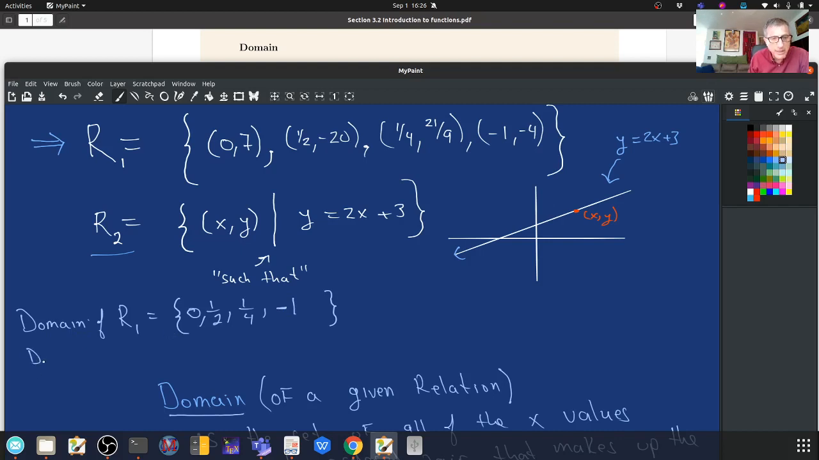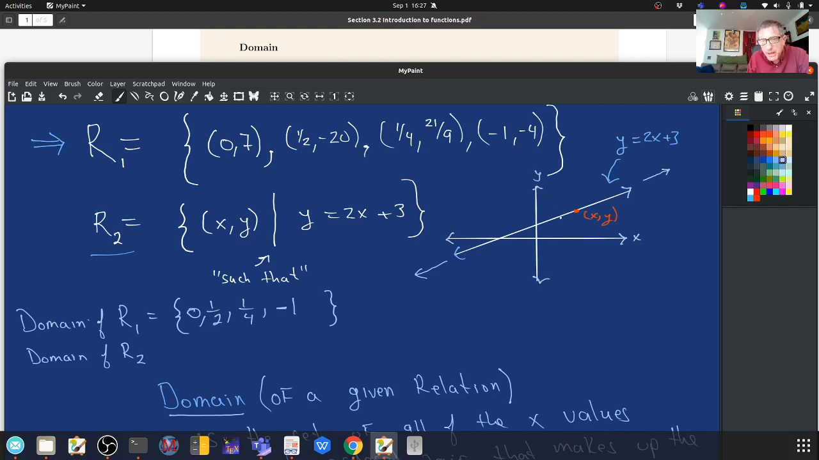Well, let's look at the domain of R2. Again, it's going to be a set, and it's going to be a set of every x value that lies on this line. So here we go. This line extends everywhere. It keeps going in this direction, and it keeps going in this direction forever, as do my x-axis and my y-axis.